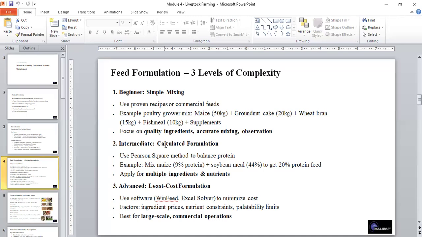And the very advanced stage is called the least cost formulation. It involves the use of software in order to minimize cost. So you look for the formulation that gives the lowest cost using the software. The factors are ingredient price, the nutrient constraints, and also palatability limits. This advanced stage is best for large-scale commercial production.